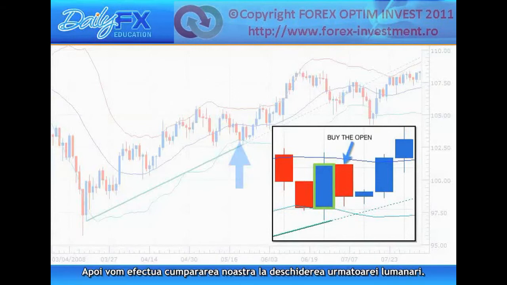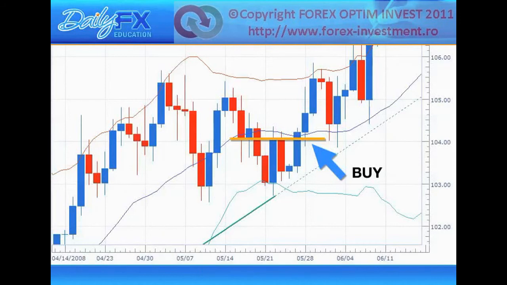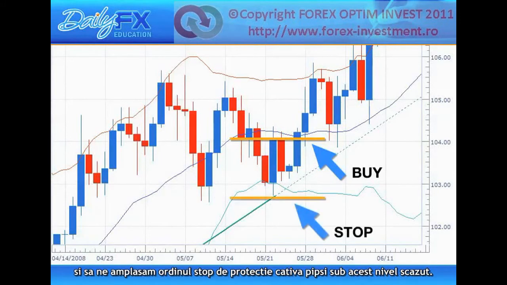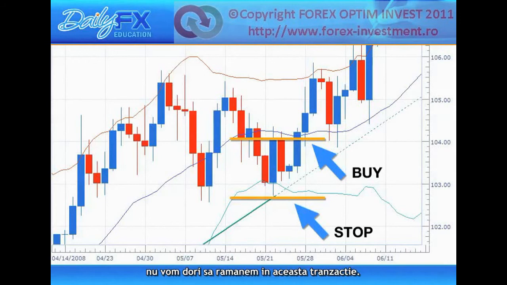Then, our buy will be at the open of the next candle. Since we waited to buy after a bounce back off of a low, we can identify that low as possible support and can place our protective stop a few pips below the low. If the market reverses back to the downside and prints another low, we won't want to stay in the trade, and our protective stop placed below the low will help us in this regard.